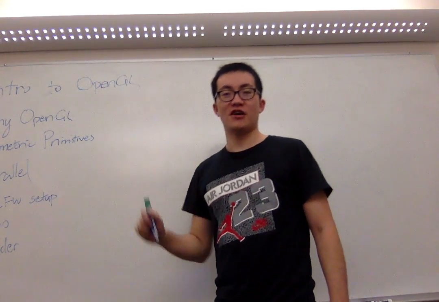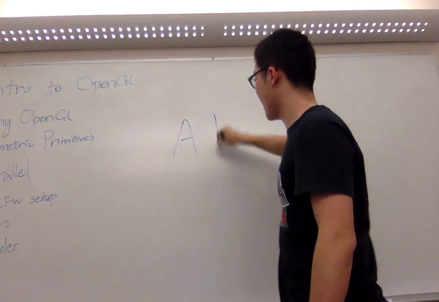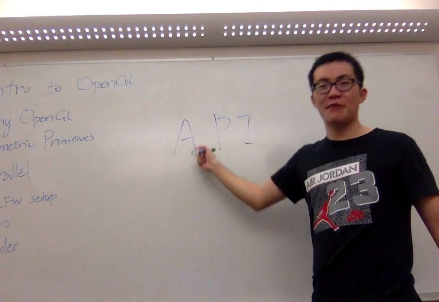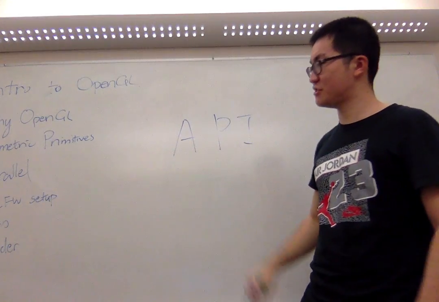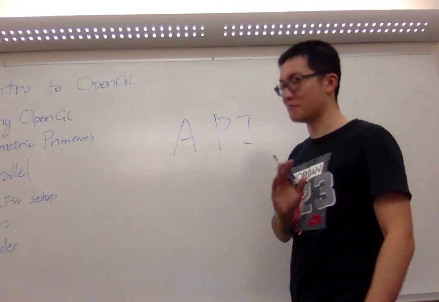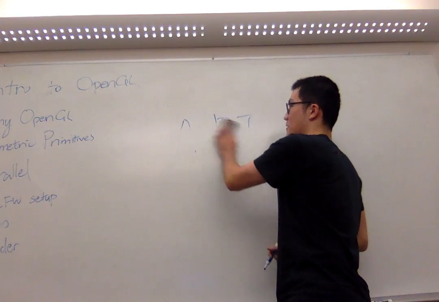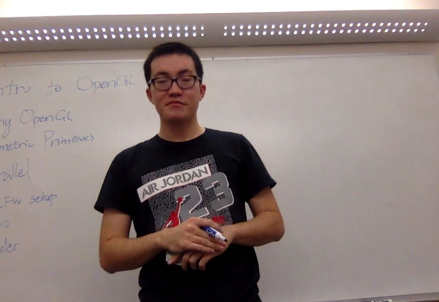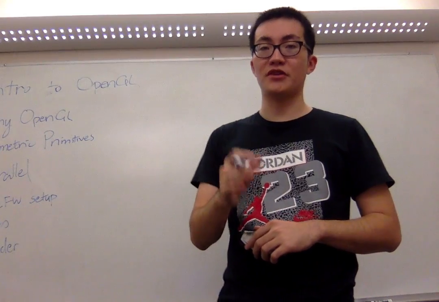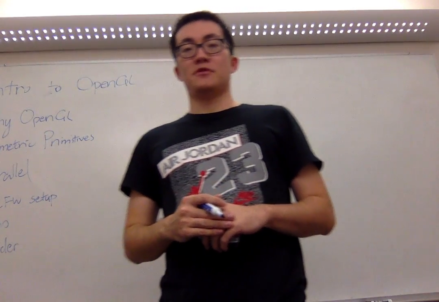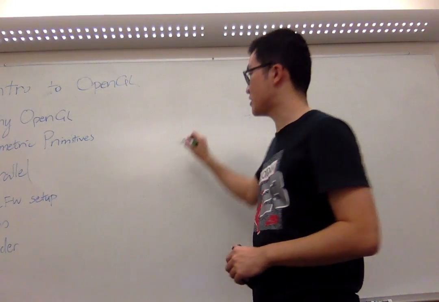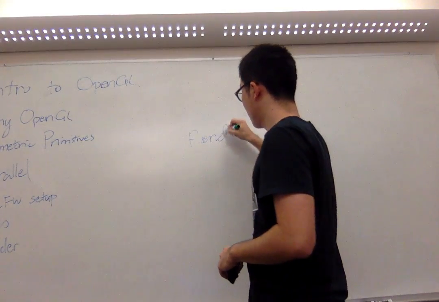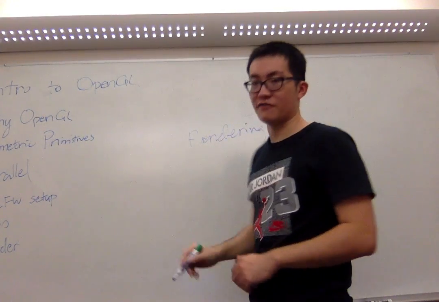So what is OpenGL? OpenGL is an API, which means Application Programming Interface, my mistake. It is widely used in computer graphics to render things on the screen. Rendering is just a fancy word for drawing. FYI.